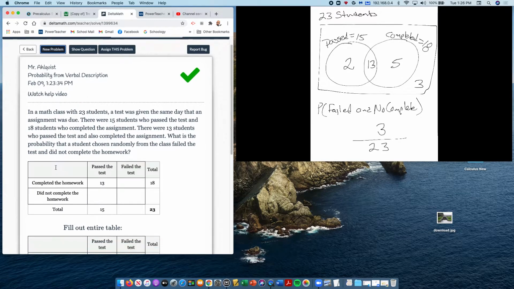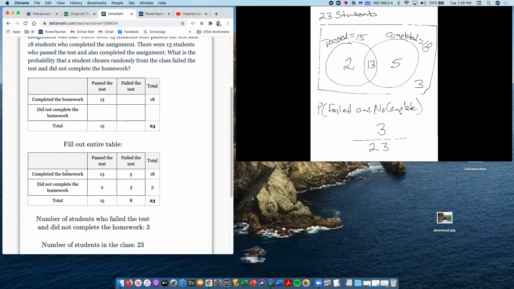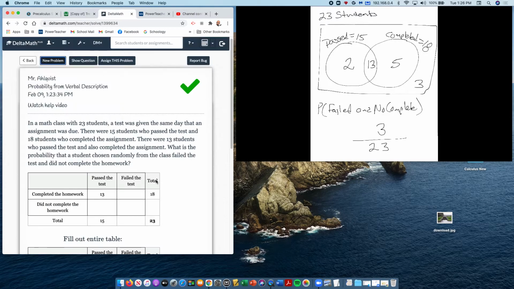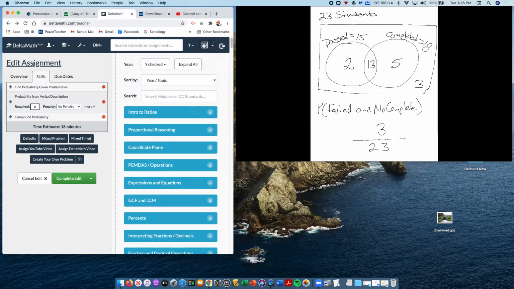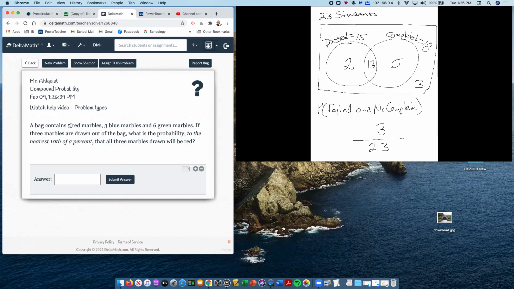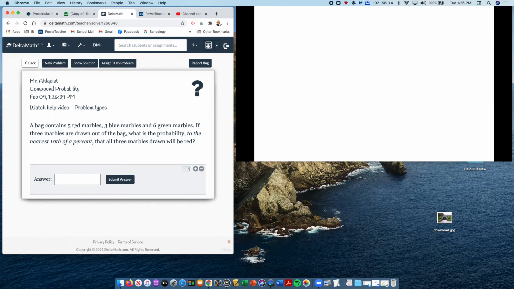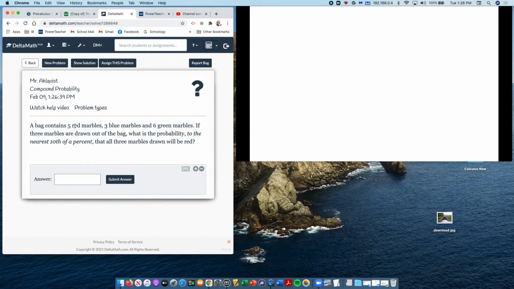And they do it using this box method. If you like that better, go ahead and use that. The last thing is this compound probability, and we will use a tree diagram on this one. So we'll get all of the things on this one.